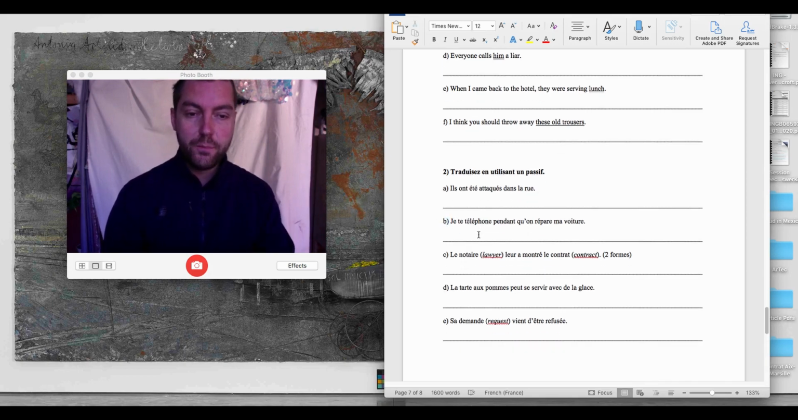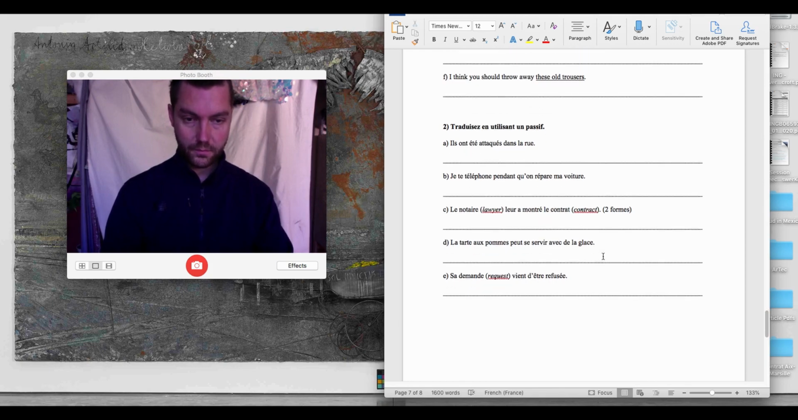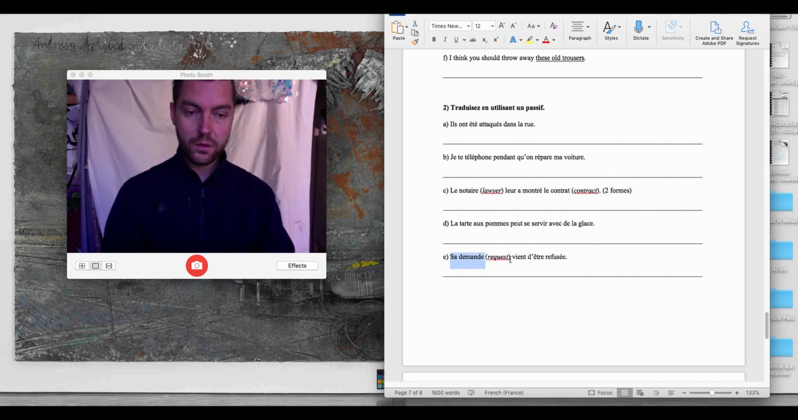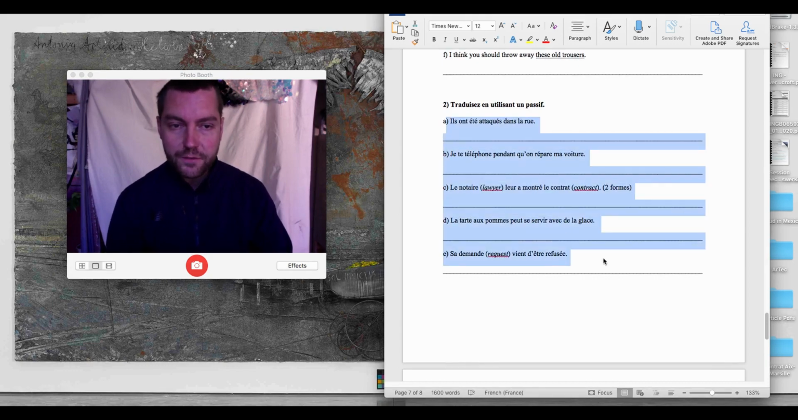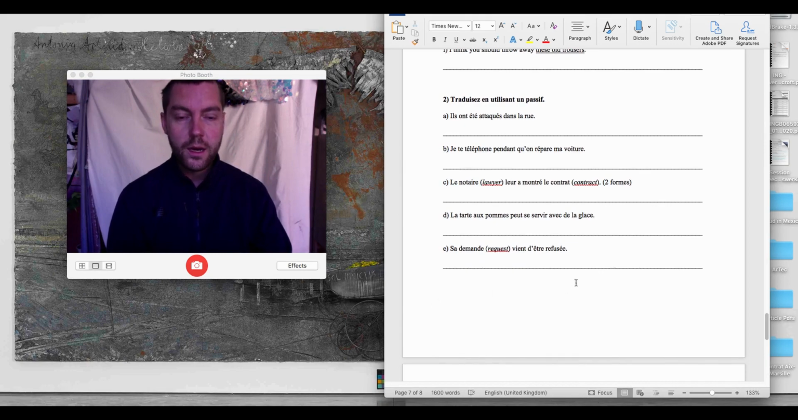B. Je te téléphone pendant qu'on répare ma voiture. Le notaire leur a montré le contrat. La tarte aux pommes peut se servir avec de la glace. Sa demande vient d'être refusée. Okay, so I'd like you to try and translate these. Maybe these ones are a bit more difficult, but I'd like you to try and translate them into English.